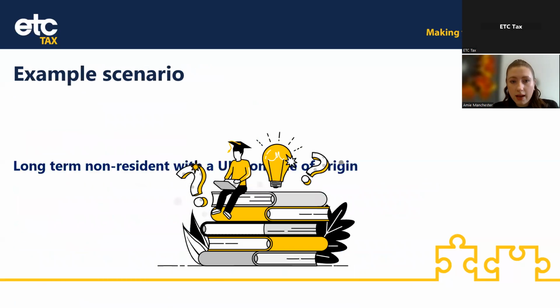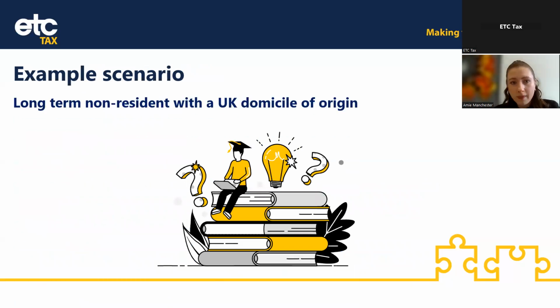So I think this might be the final example scenario, but just to have a look at this one. So this is a long-term non-resident with a UK domicile of origin. So the client had been outside the UK since 2005, moved to live with his wife in France and wanted to understand their domicile status as they were potentially going to be moving back to the UK. So as we've seen in the previous example, and as I've already said, it can be very difficult to shake off a UK domicile of origin. The individual would need to have proven whether he has cut all ties with the UK.